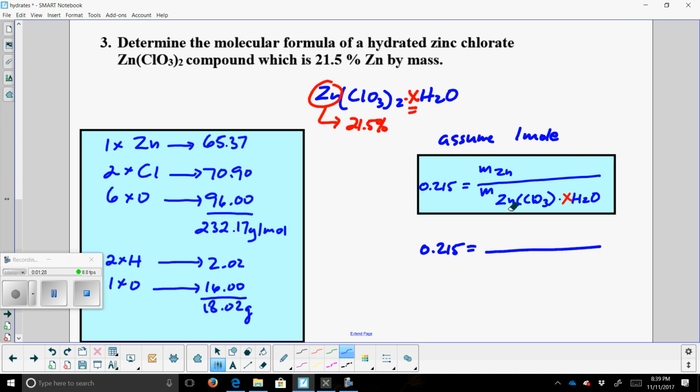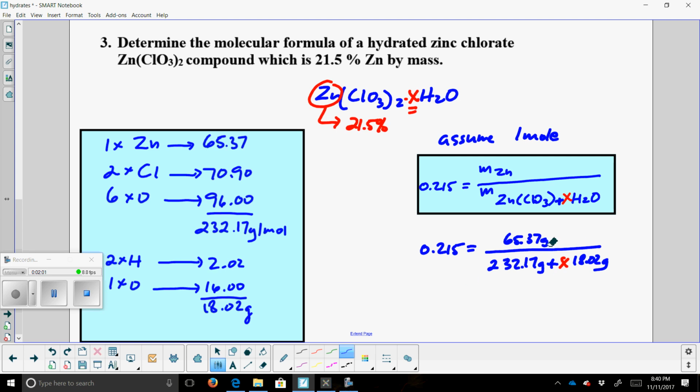So at the bottom, I've got the zinc chlorate part of this, and we have a molar mass of 232.17 grams. I also know that the molar mass of water is 18.02 grams. I don't know how many water molecules we have, so I'm going to put an X over here, and I put a little addition symbol. So these two added together are going to give me the mass of the whole hydrate. And the mass of the zinc is just 65.37 grams in 1 mole.